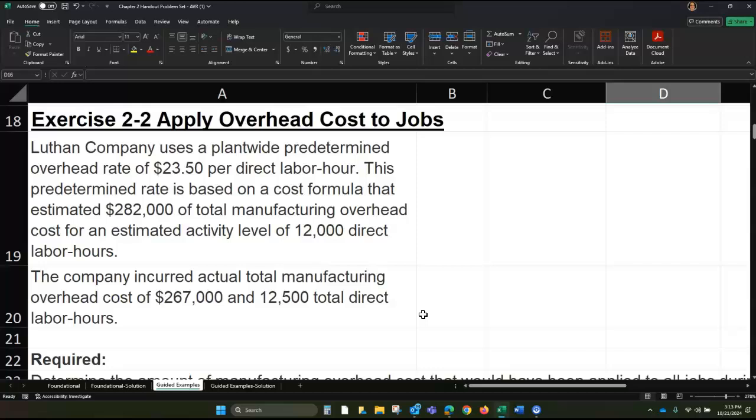So we've got Luthan Company, which uses a plant-wide predetermined overhead rate of $23.50 per direct labor hour. This predetermined rate is based on a cost formula that estimated $282,000 of total manufacturing overhead costs for an estimated activity level of 12,000 direct labor hours. Now again, remember, is the $282,000 fixed, variable, or both?